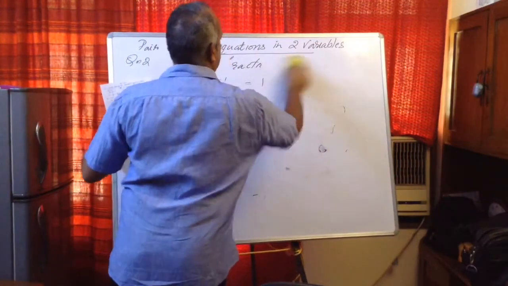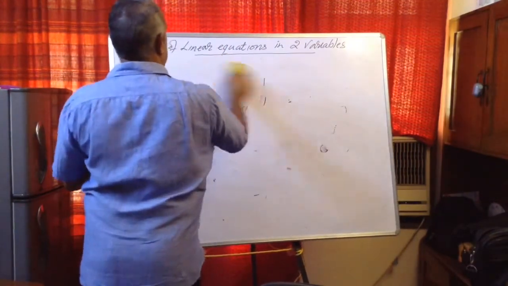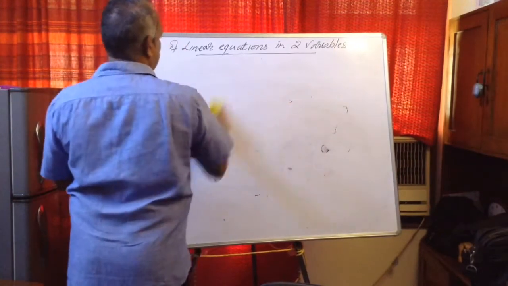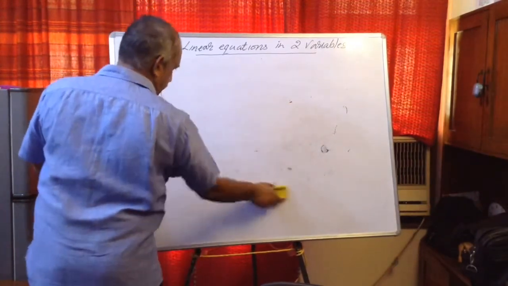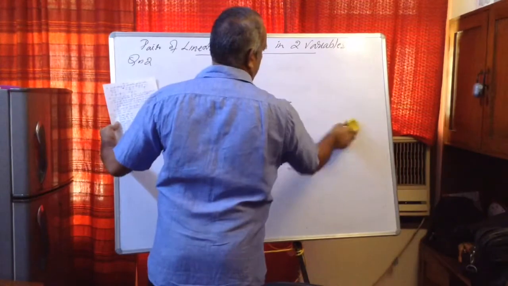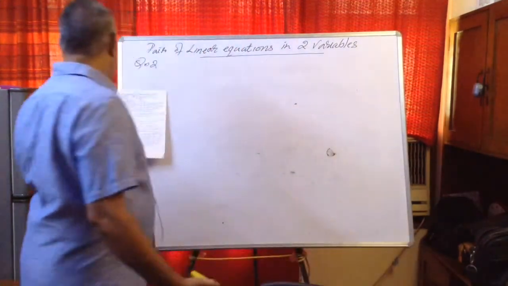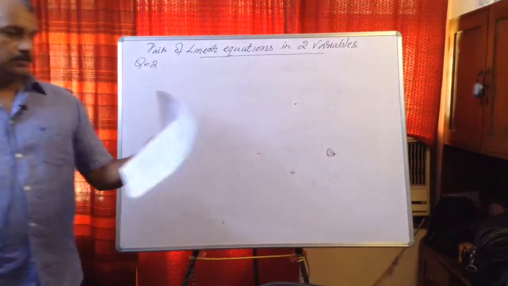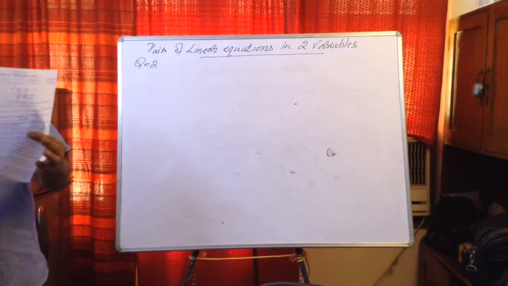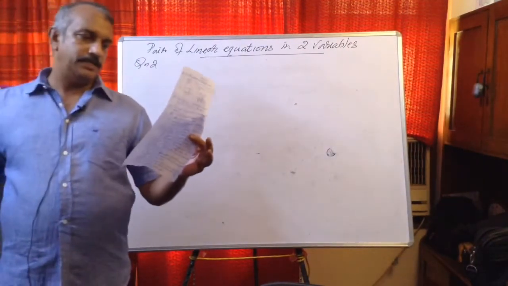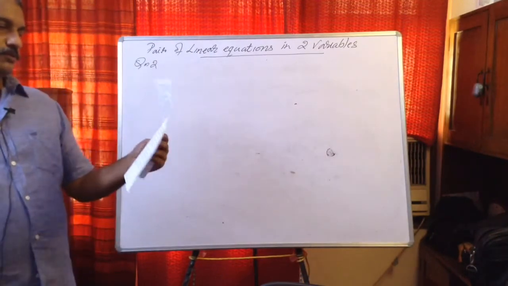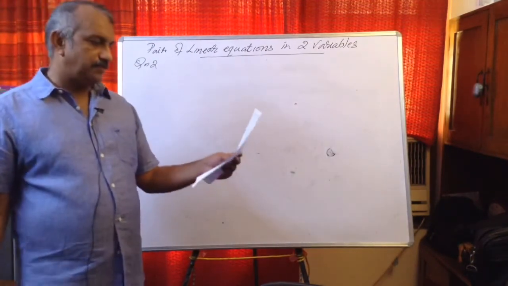Read the question. At least 2-3 times you have to read, then only you will get an idea how to solve it. Read again and again. Question says 5 years ago Noori was thrice as old as Sonu. 10 years later Noori will be twice as old as Sonu. How old? These types of questions we have done already.